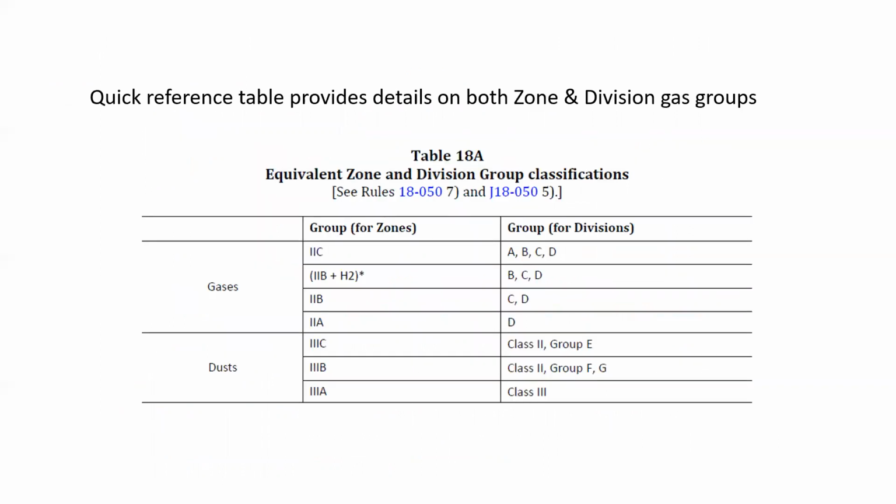A quick reference table provides details on both the zone and the division gas groupings. Table 18A. So even though we have zone groupings for gases, there is going to be simply basic letter groupings for gases in the division system. Everything is replicated in the division system rather.